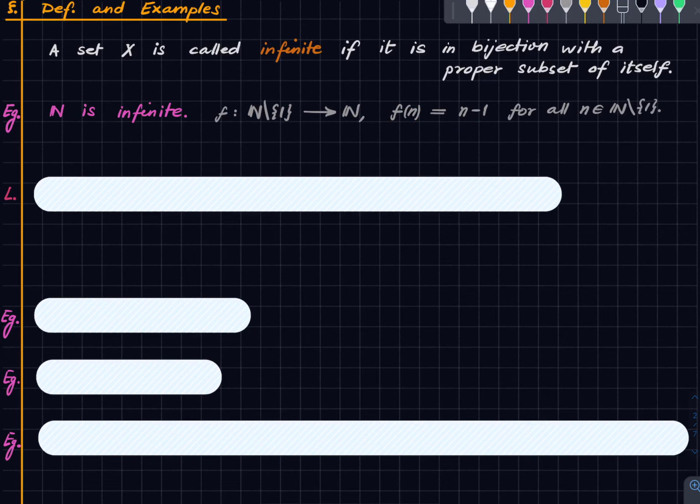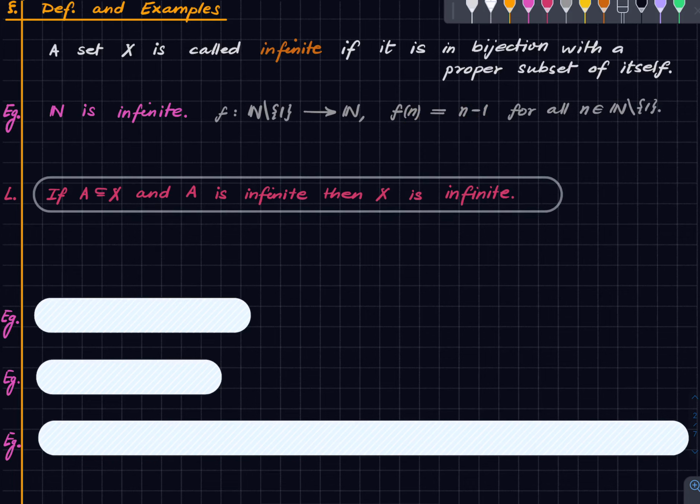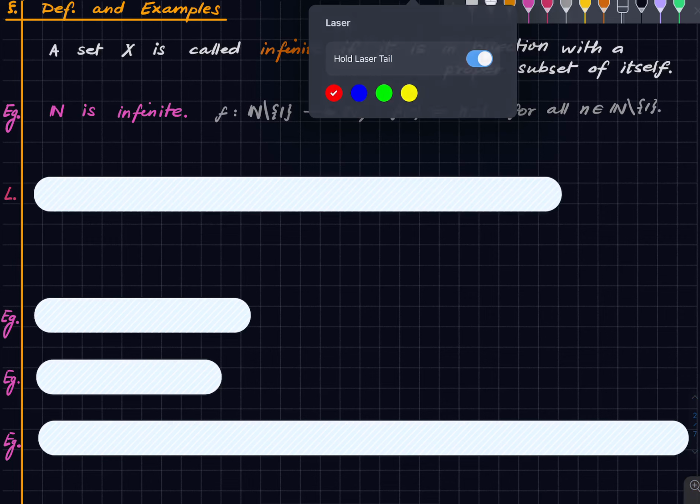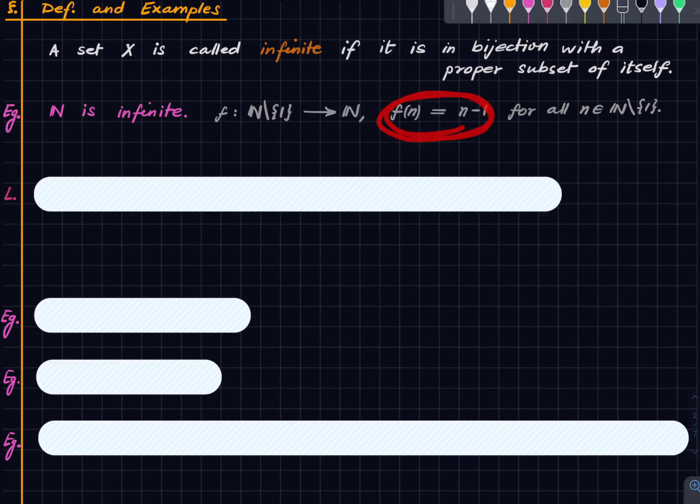Why is it a surjection? Well, if you substitute 2, you get 1. You substitute 3, you get 2, and so on. So therefore f is a surjection, and hence f is a bijection. So there is a bijection between the set of naturals and a proper subset of itself. And therefore, the set of natural numbers is infinite.